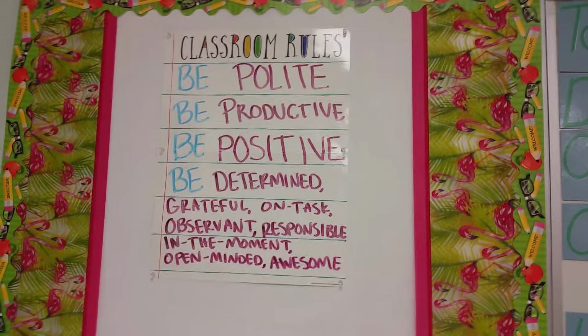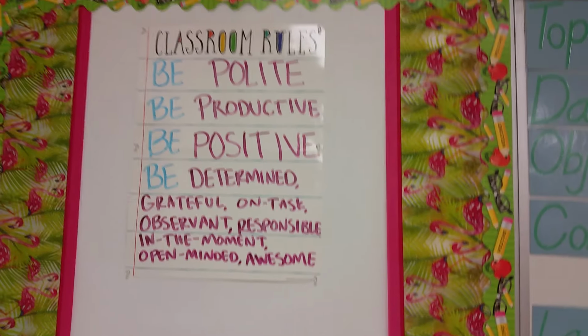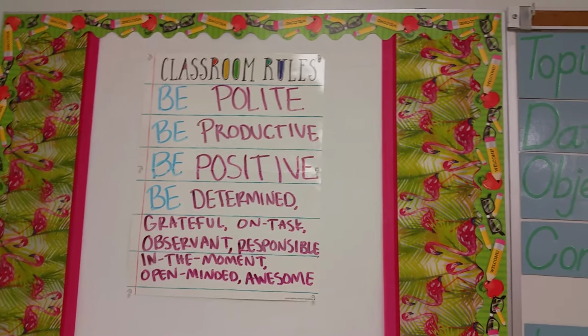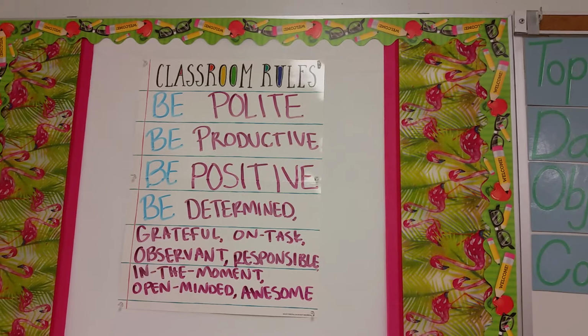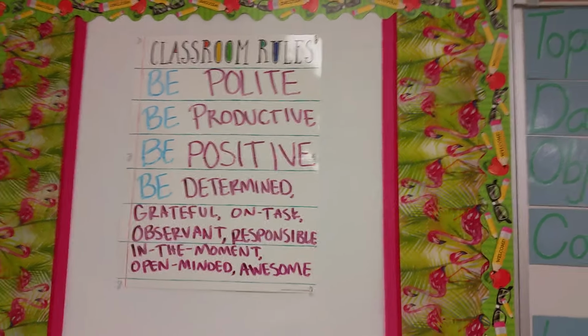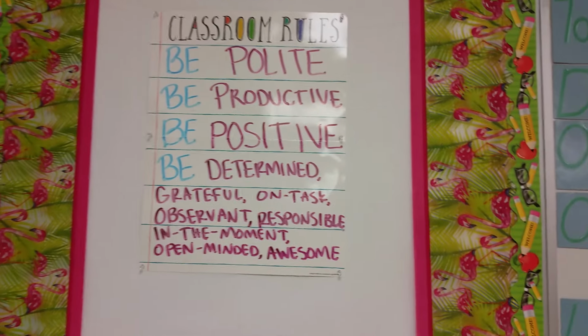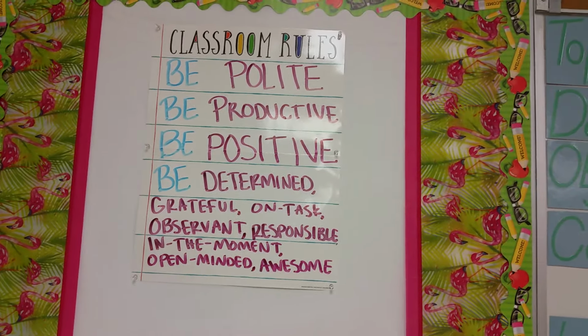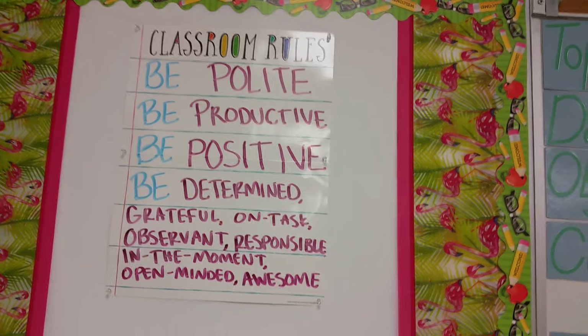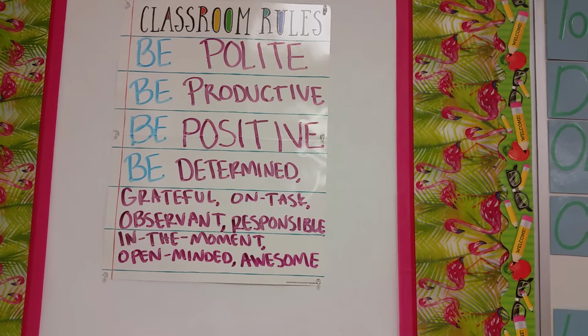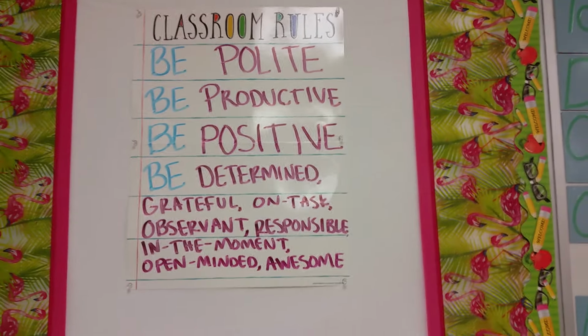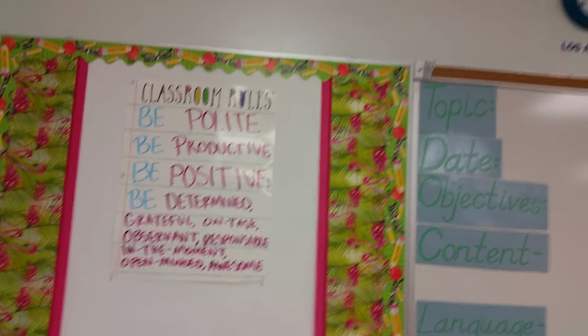So, for instance, let's say a kid is talking. Well, I could have had a rule that says, don't talk. But these rules that I have kind of include don't talk. Because if a kid is talking, that's not being polite if they're out of turn, right? And they're probably not talking about what they're supposed to be talking about, and they may or may not be talking about positive things. So this is kind of like a catch-all.